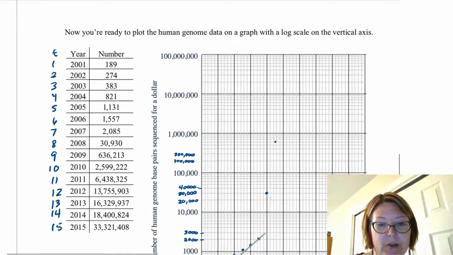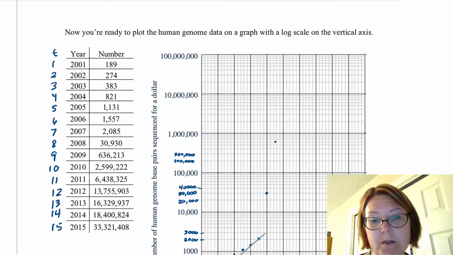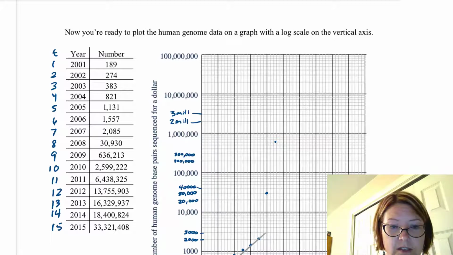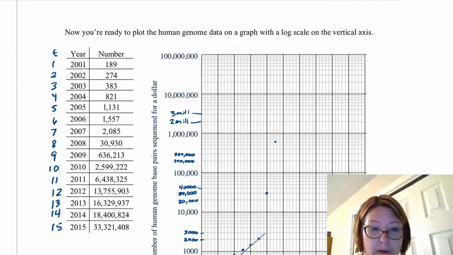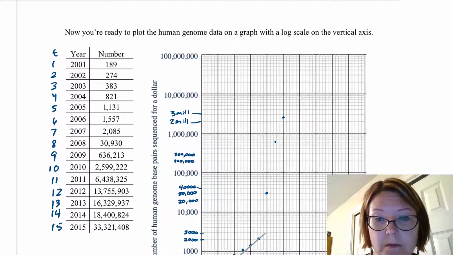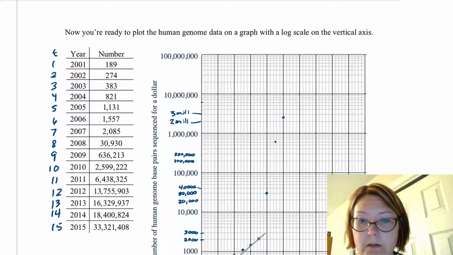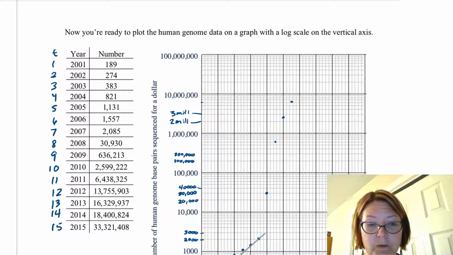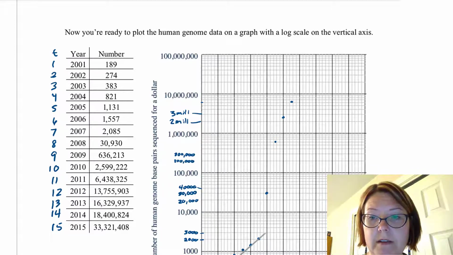Okay, 2010, year 10 would be 2,600,000. So again, between 1 million and 10 million, we would next count 2 million and then 3 million. So this is going to be a number between 2 million and 3 million, a little closer to 3 million. Then 6,400,000-ish. So this is 4, 5, 6 million is right there. So a little over that. 12 and 13, almost 14 million. So 12 and 14 million.